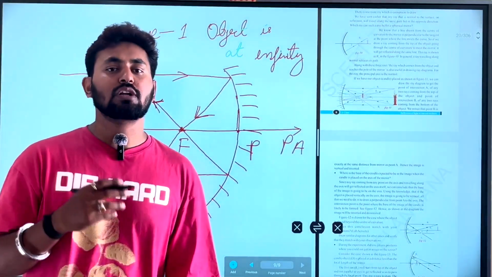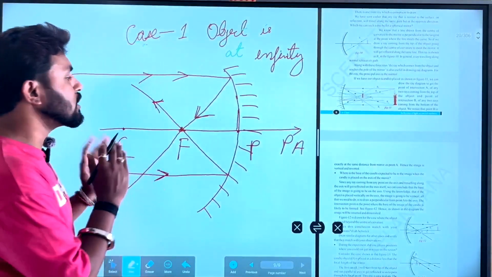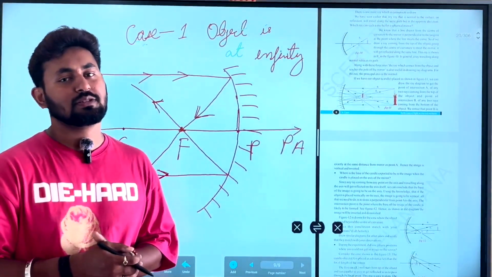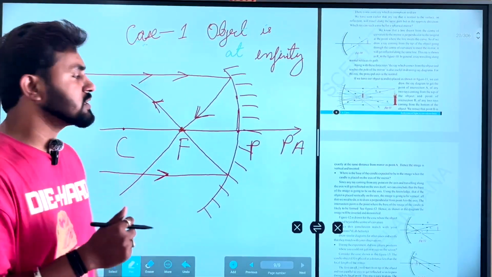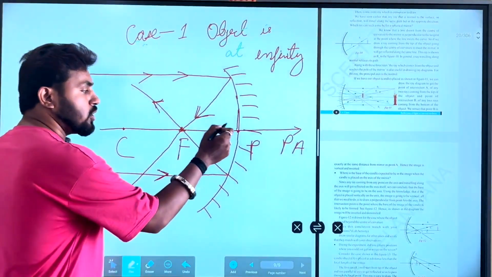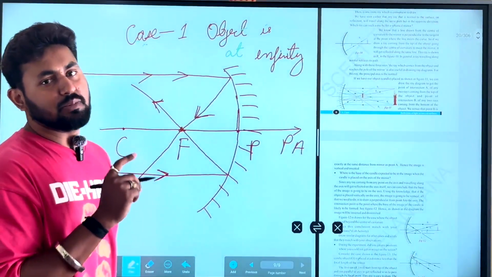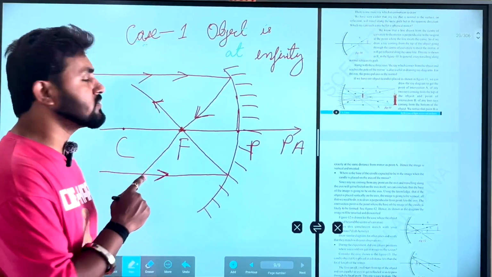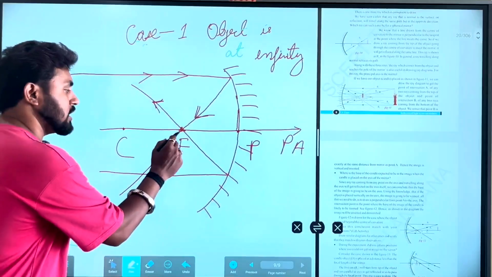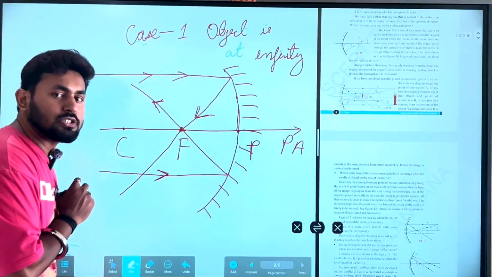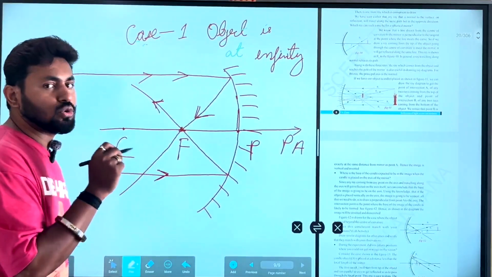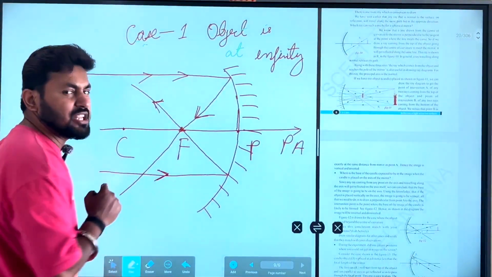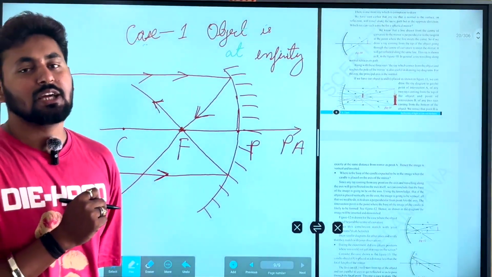Now if anyone asks you what the characteristics of the image that we have got are, you should know that a concave mirror forms a real image. The characteristics are: the image is real. The second thing we should know is the size of the image. The size of the image is very small, which is nothing but diminished.